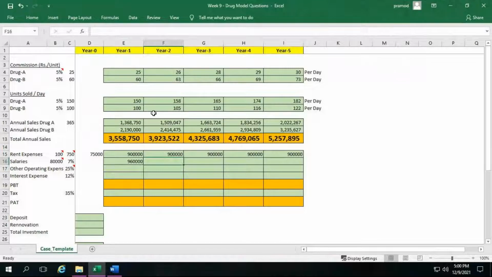Okay. So now I told you already how to calculate the year growth. How do you calculate the year growth? The previous year amount into the bracket of 1 plus 7%. Salary, it is 7%. So in the same manner you should do it.